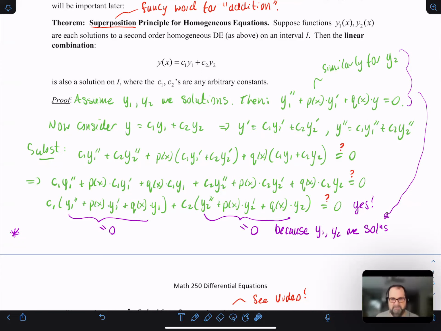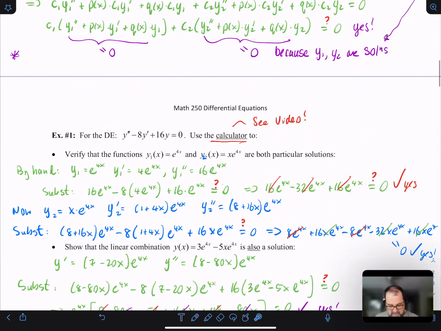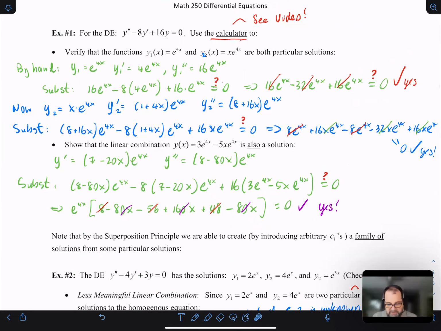All right, so next up, a little demonstration. Here's a demonstration with an actual example for the DE. Here's a second order homogeneous equation: y double prime minus 8y prime plus 16y equals 0. The question is to verify that these two functions are in fact solutions. One of them, y1, is e to the 4x. The other one, y2, is x e to the 4x. So we are to verify that both of these are solutions.